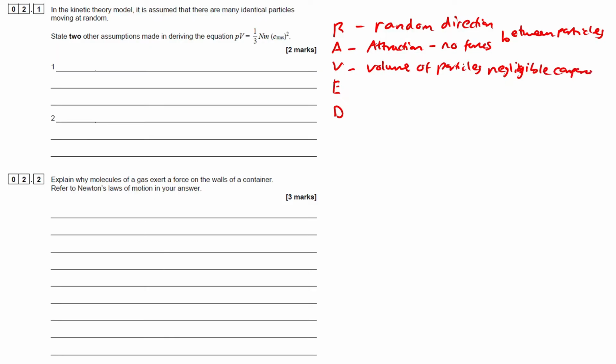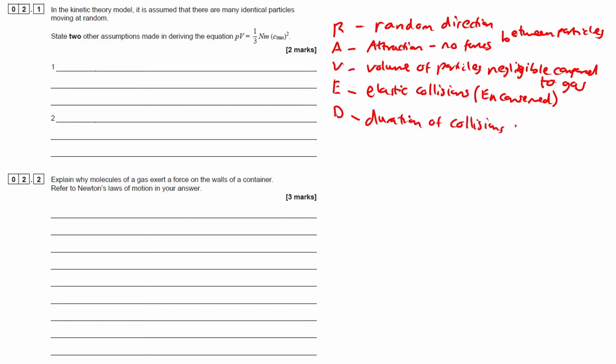Compared to gas volume. E refers to elastic collisions between the molecules, so kinetic energy is conserved. And then D refers to the duration of collisions is short compared to between collisions. Okay. So any one of these 2 should get you the 2 marks for that.